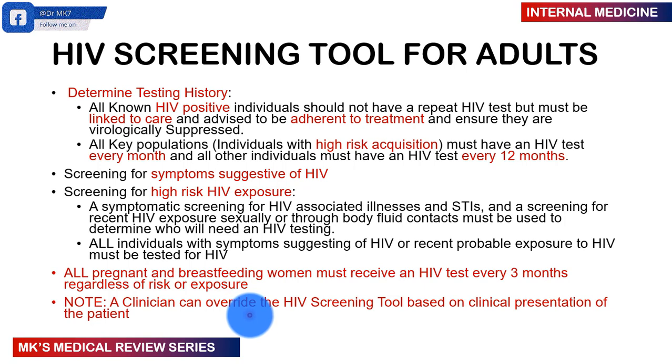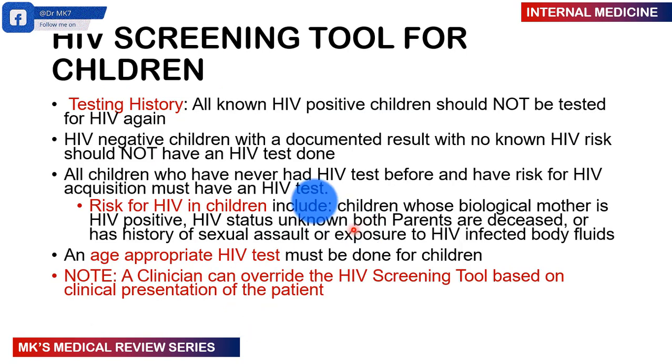Then, of course, in children, all children that are HIV positive, they're already known positive cases, there's no need to test them again. Then, of course, the HIV negative children with a documented result with no known HIV risks, you shouldn't test them again because there's no known risk. There's no way that this child could have contracted HIV unless there is a risk.